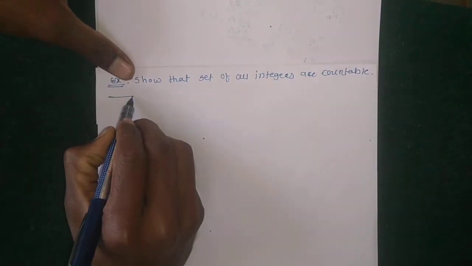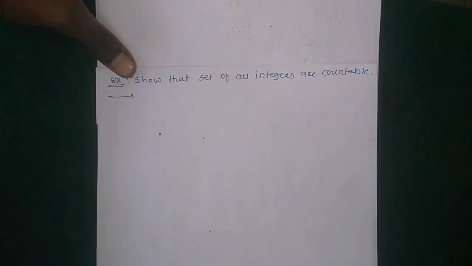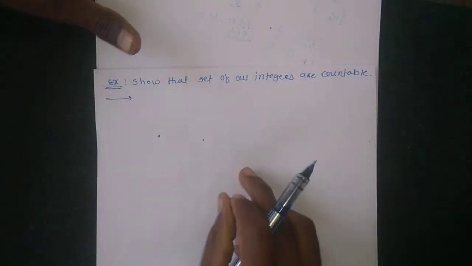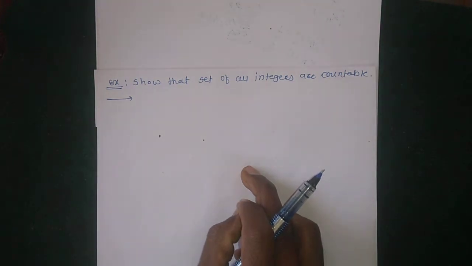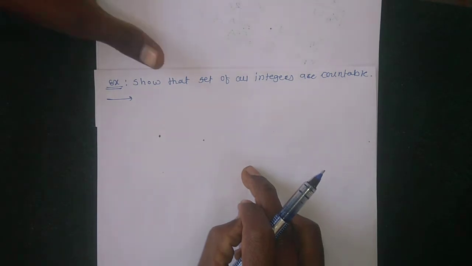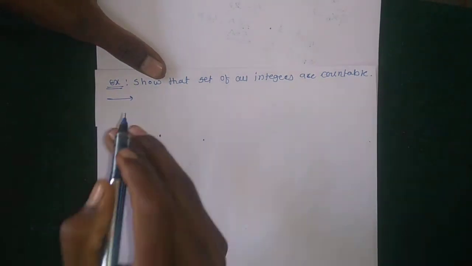Okay, so what is the definition of countable set? Countable set means there exists a bijective function from the index set I, the set of all positive integers, to the set of integers Z.